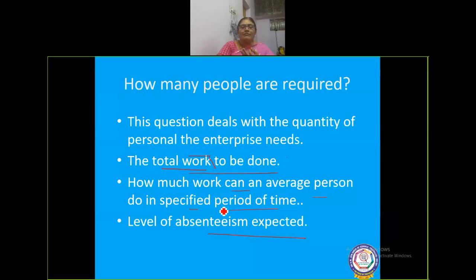How much work do you have in your factory? Depending upon that, you should recruit people. Right.